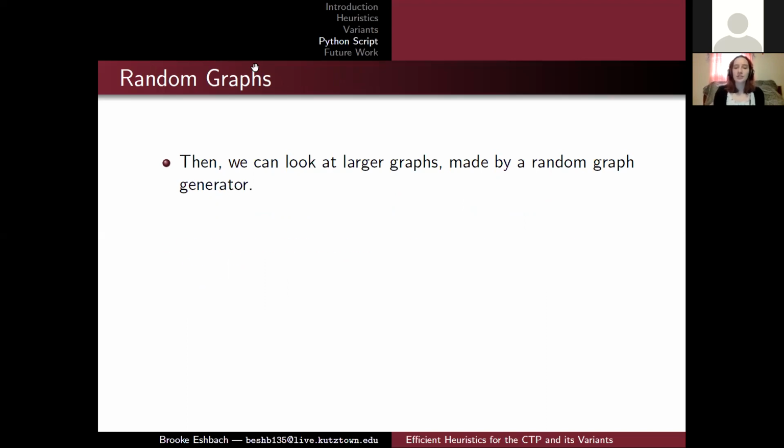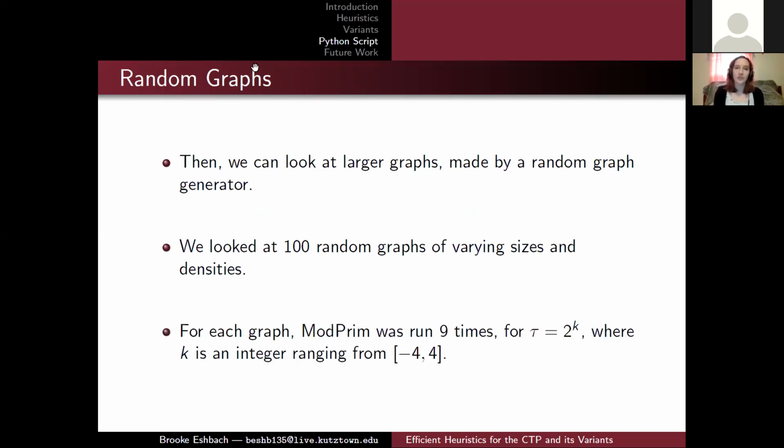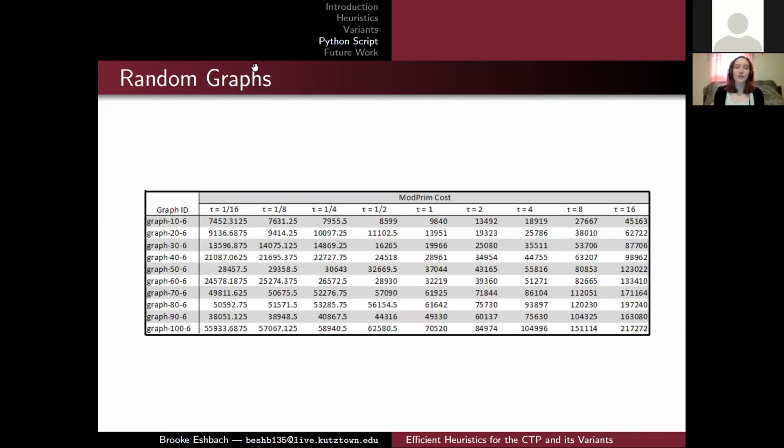So I was able to generate 100 random graphs of varying sizes and densities, and then we applied ModPrim to each of those graphs 9 times for varying values of tau, and we kept gamma as a constant equal to 1. And so here's a little snapshot of what some of our results looked like. This is only 10 of the 100 random graphs, but you can see that we have our 9 different values of tau, and then each of our costs that was generated by our code.